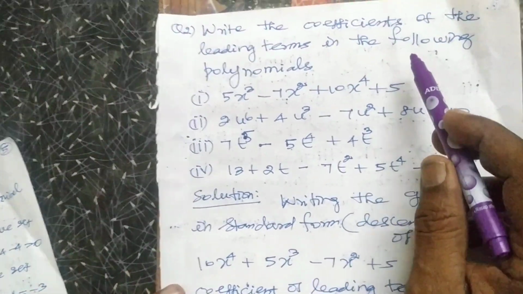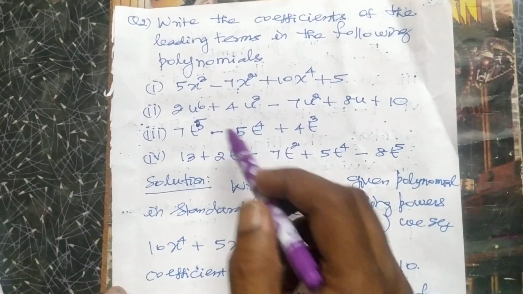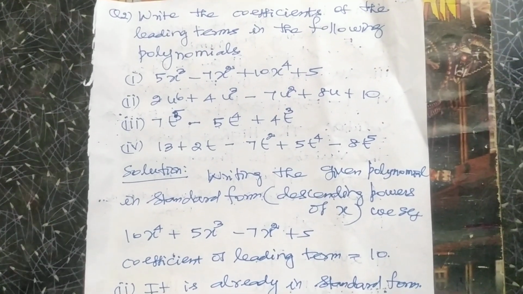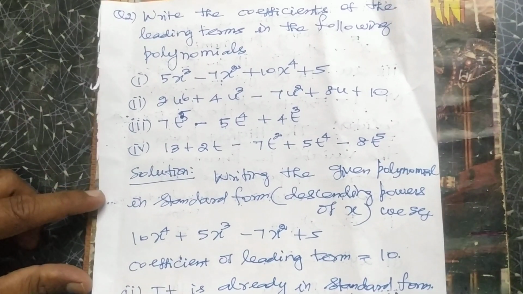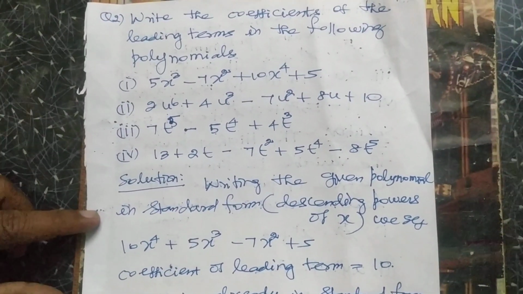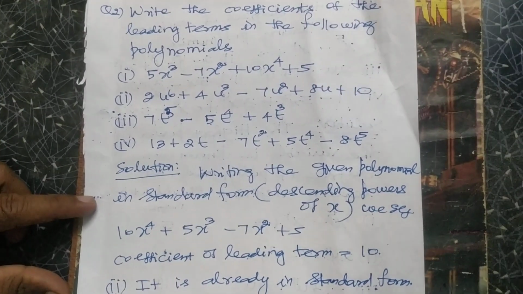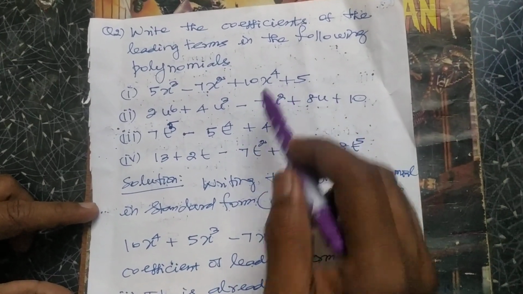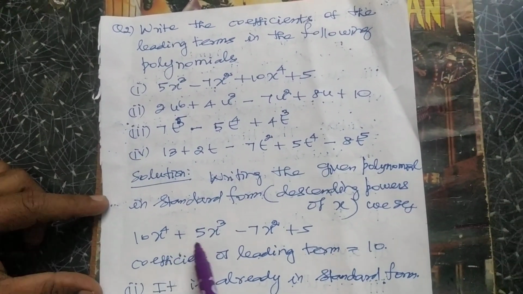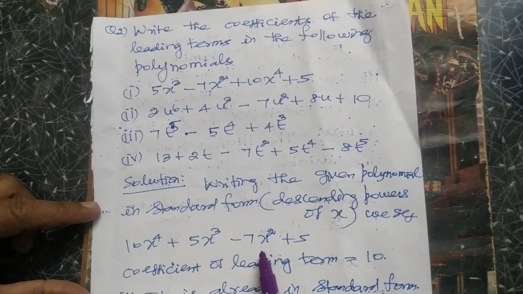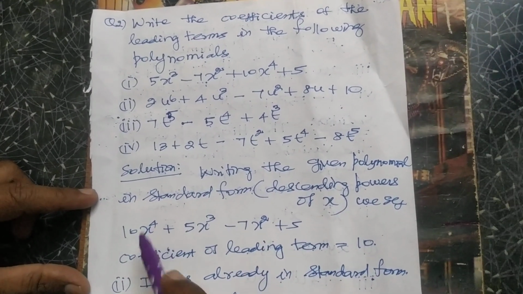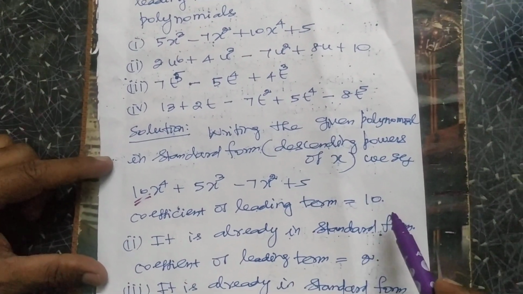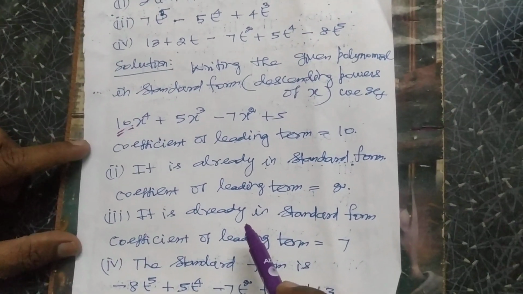Find the leading terms of the following polynomials. Polynomials are given. First, we have to write the polynomial in standard form. What is the meaning of standard form? We have to write the polynomial in descending powers of x, largest to smallest, if it is not already given. Now here, the highest power is x to the power 4: 10x^4 + 5x^3 - 7x^2 + 5. The coefficient of x^4 is 10. That is known as the leading term. The leading coefficient is 10.